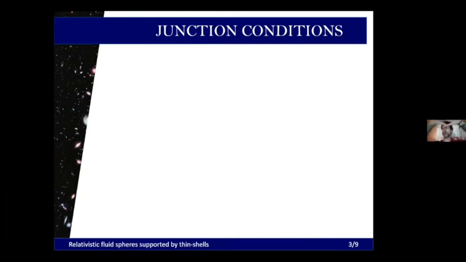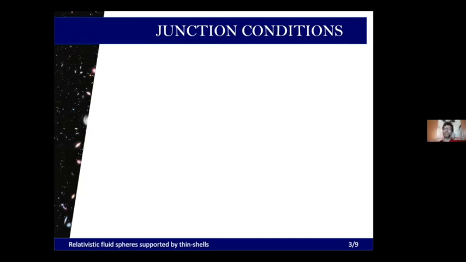If you have this object roaming freely in the universe, you will have an interior region where the fluid is, and you have an exterior region, which is vacuum. And these two regions must be, let's say, glued together at the surface of the star. And this match between the two spacetimes must be a solution of Einstein's field equations, because otherwise it's not a model in general relativity.